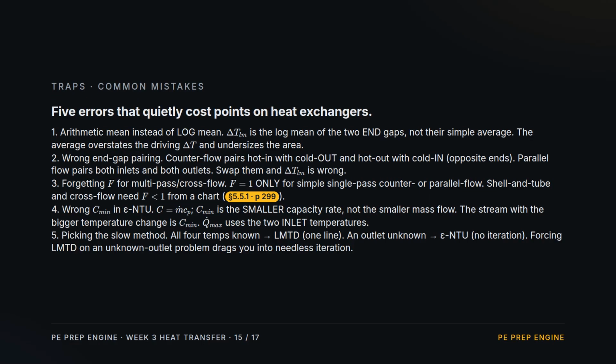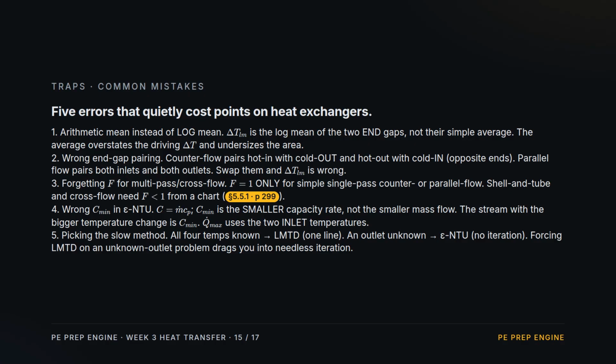5 traps that quietly cost points. 1. Arithmetic mean instead of the log mean. The average overstates the driving difference and undersizes the area. 2. Wrong end gap pairing. Counterflow pairs hot in with cold out and hot out with cold in. Parallel flow pairs both inlets and both outlets.